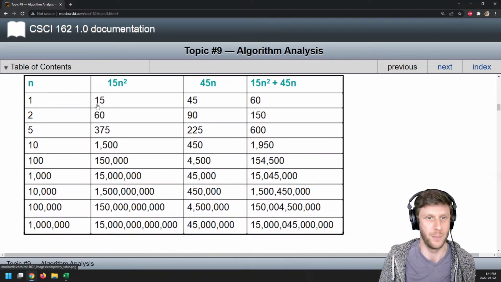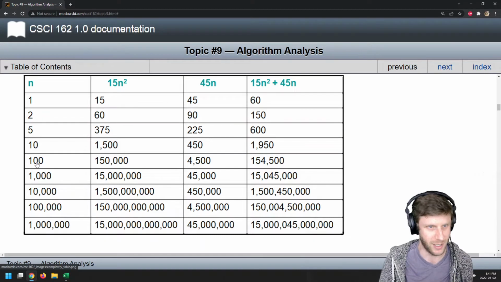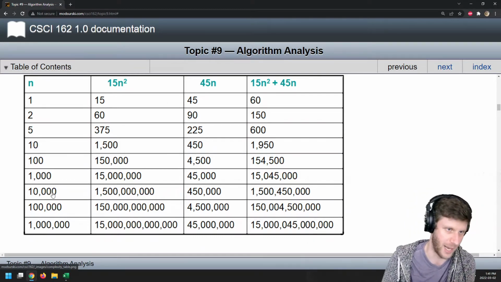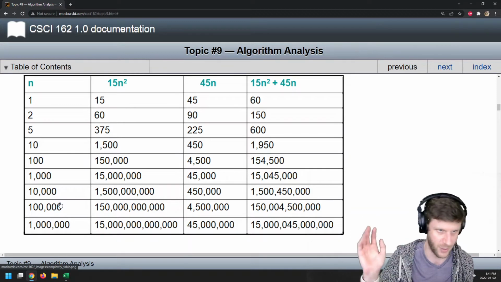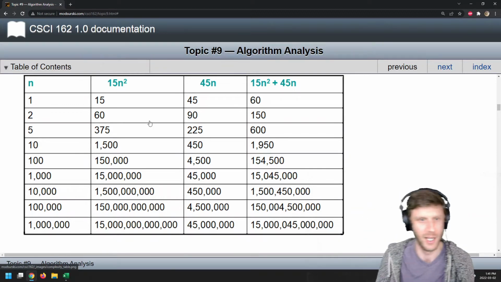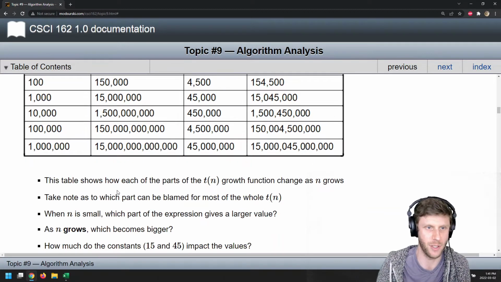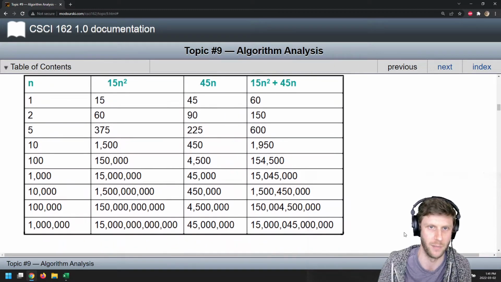There we go. But as n gets bigger and bigger, like look, once I hit 1, 2, 5, 10, I'm going up by orders of magnitude. I'm multiplying everything by 10 as we go. Look at these numbers here for a second. This table shows how each part of the t of n growth function changes. Take note of which part can be blamed for most of the whole t of n.